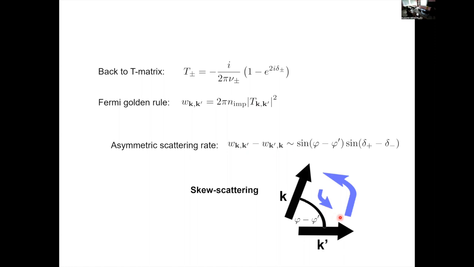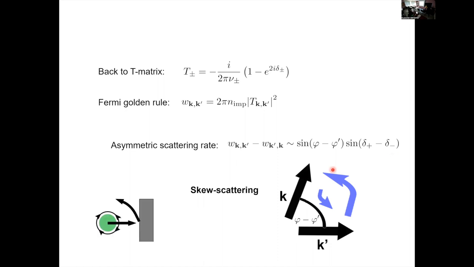If you have leptons in the state K and the state K prime, you have a transition probability to scatter from here to there, and a propagation probability to scatter from there to here. These two things are not equivalent, but the difference is proportional to the sine of delta plus minus delta minus. So when these things are equal, the effect is gone. Now, why is this effect important?